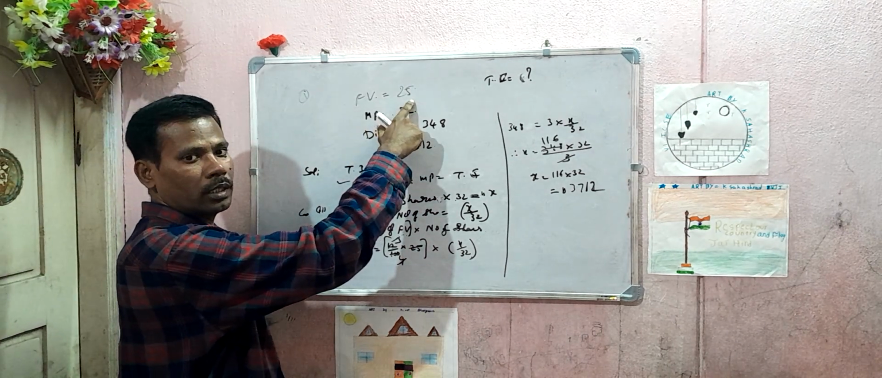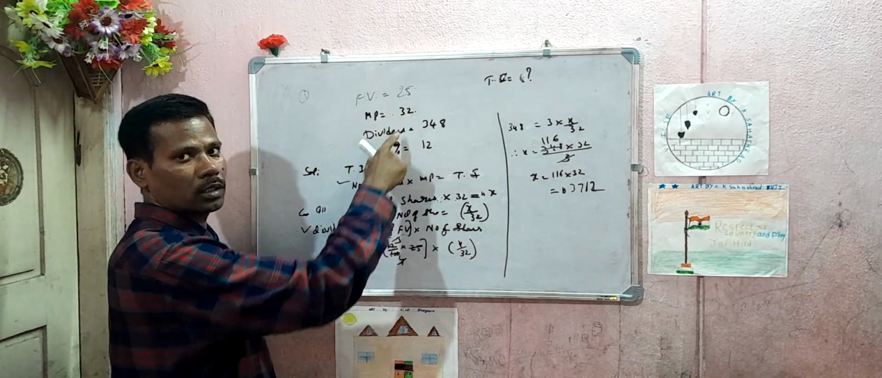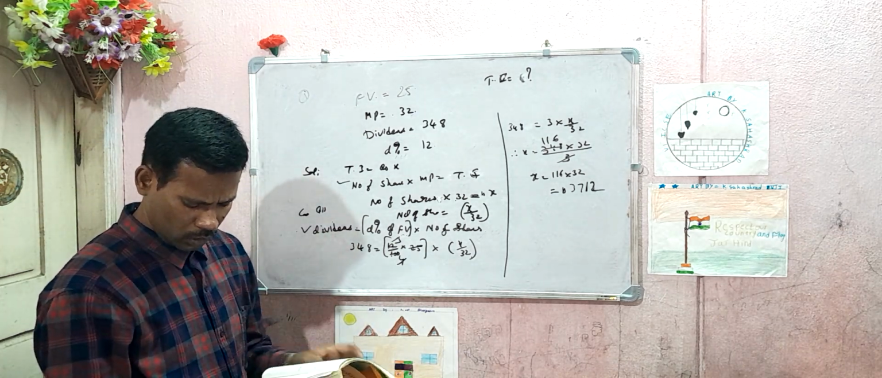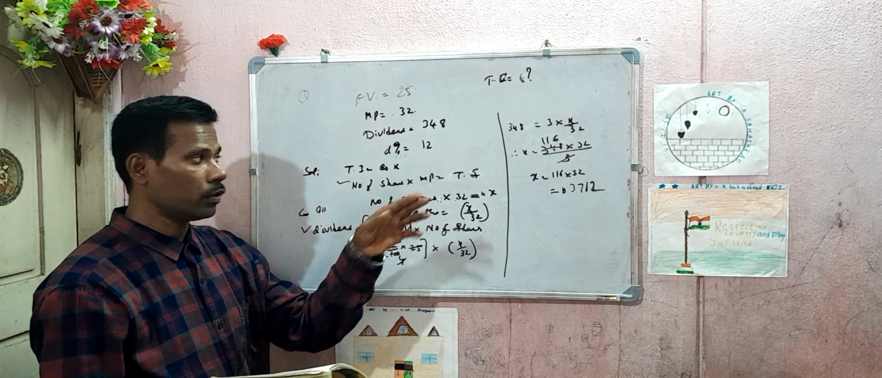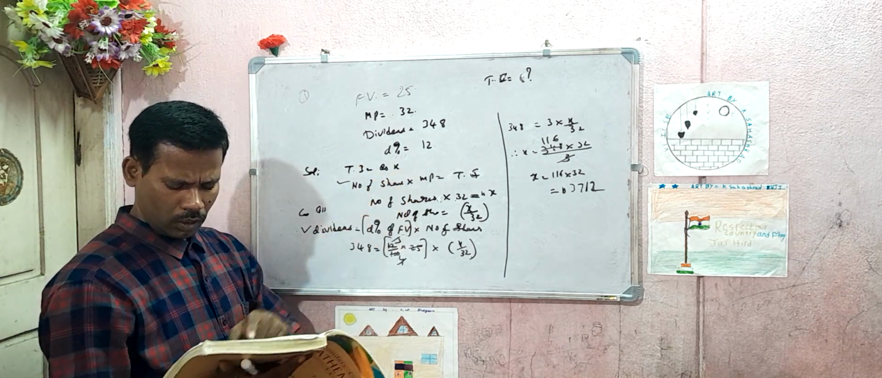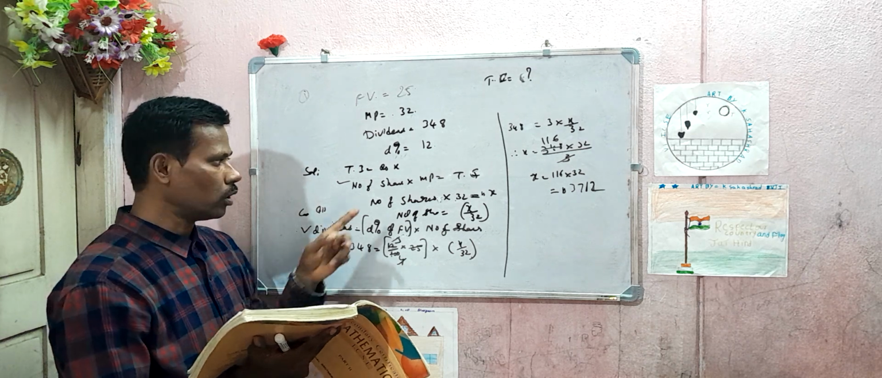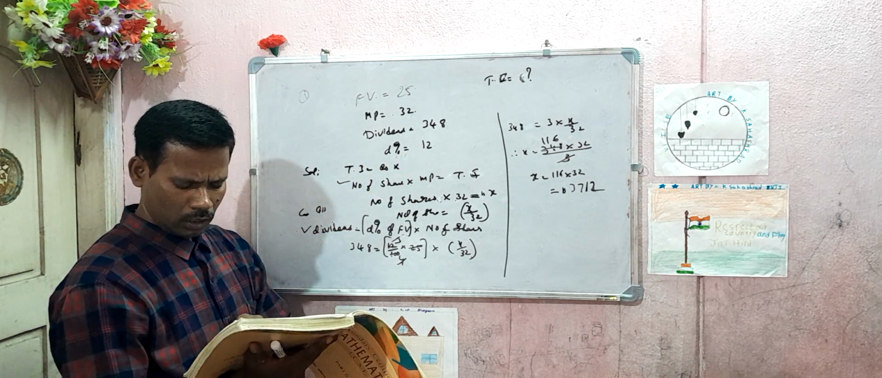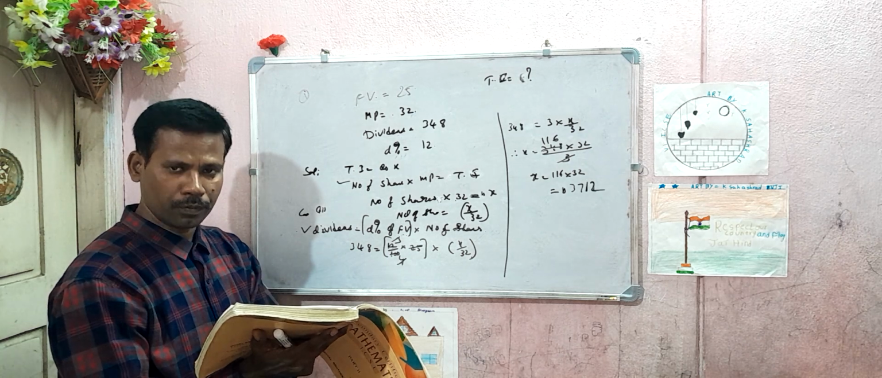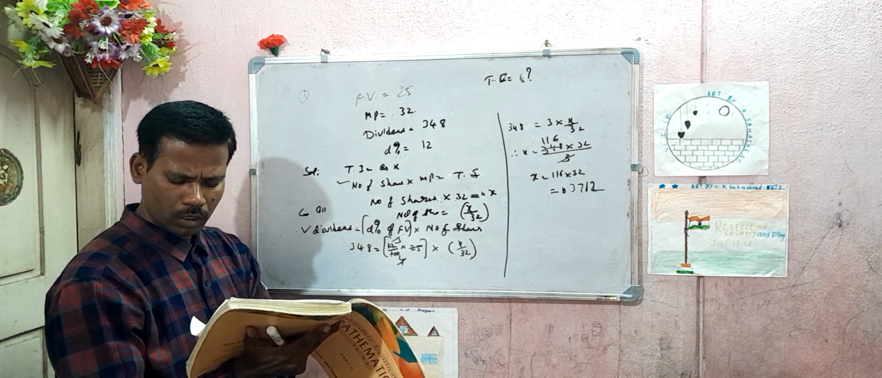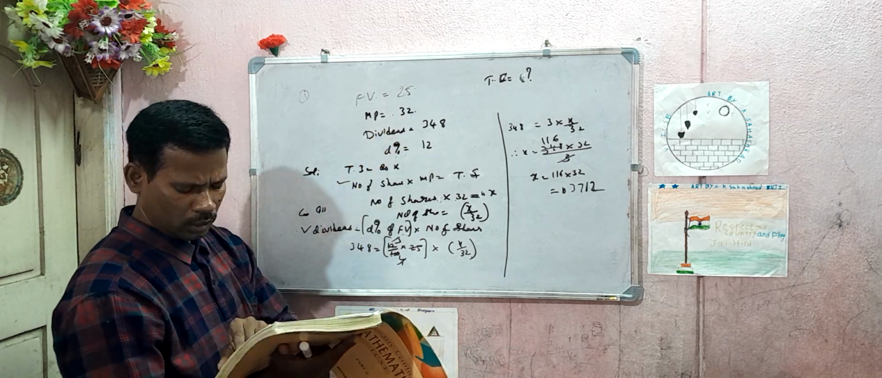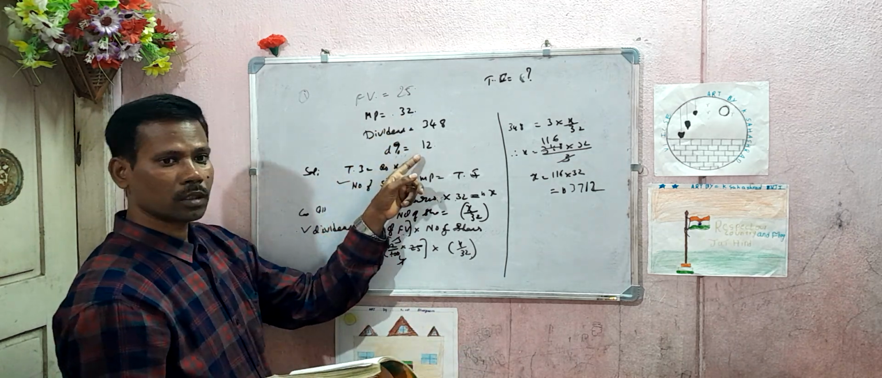Face value is 25. Market price is given as 32. Once again I will read it out. How much should a person invest? Investment, how much he is going to keep in the account. Face value is 25. Now selling price is nothing but market price. Market price is 32. Income is 348. Income I have also written as dividend. Dividend percentage is also given, 12.